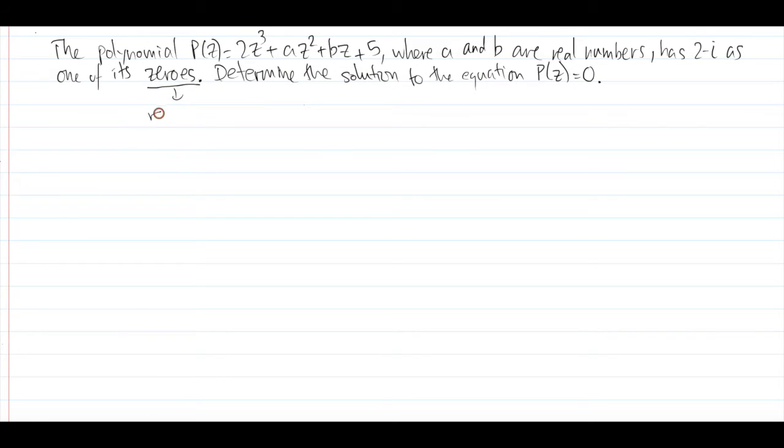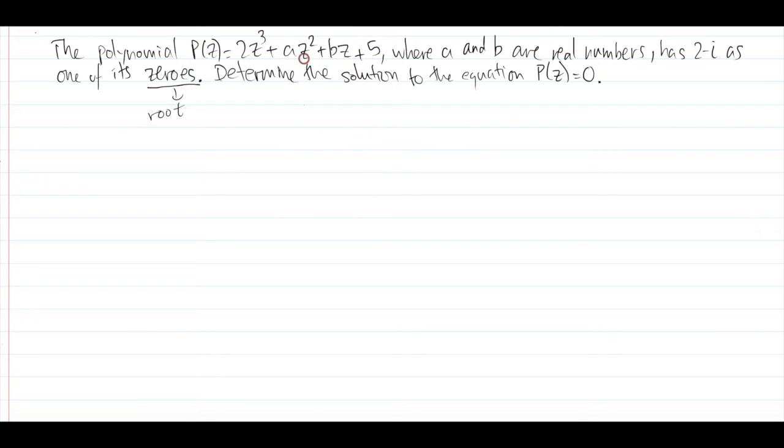Another word for zero is root. You might be more familiar with that. That just means if I sub in 2 minus i into every z value, I would get a 0. So that's why it's called zeros, or sometimes it will be called root. Then we want to determine the solution to the equation p(z) equals 0. That means we're trying to solve for z values that will give p(z) equals 0. How do we find that?